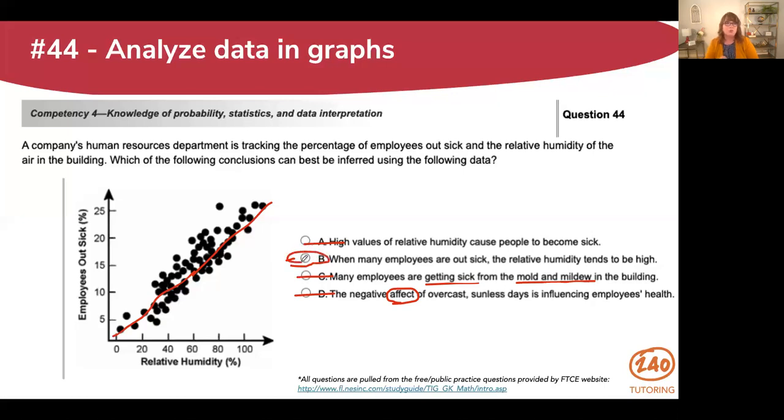When many employees are out sick, the relative humidity tends to be high. That's what it says. Those two things correlate with each other. All right. So just remember, scatter plot, positive correlation, it's going up. Negative correlation, it's going down. All over the place, there's no correlation. And no matter what, correlation does not create a cause and effect relationship.